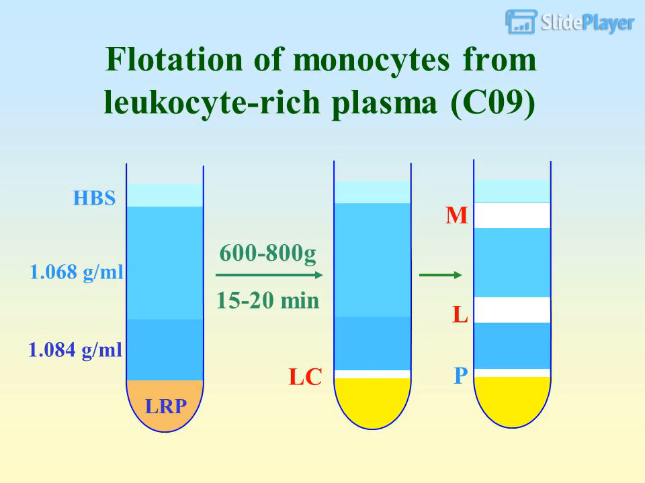OptiPrep is added to the LRP to raise its density to approximately 1.1 grams/ml. The leukocytes rapidly float to the top of this sample zone during the centrifugation to form a sharp zone at the lower interface, from which the monocytes float more rapidly than the lymphocytes. At the end of the centrifugation, the monocytes form a diffuse band below the top interface. Lymphocytes and PMNs are enriched at the lower interfaces.